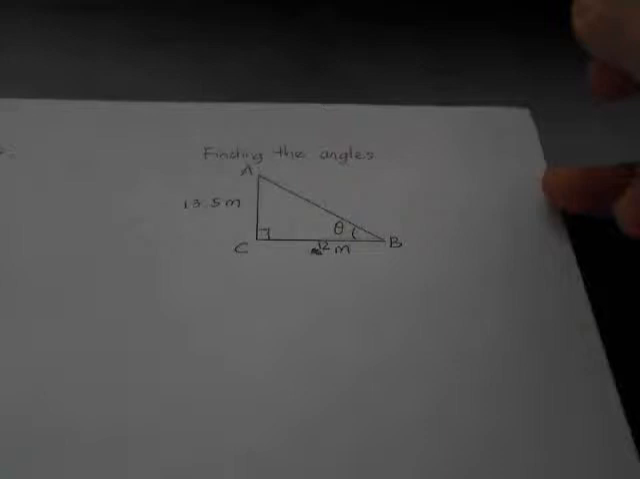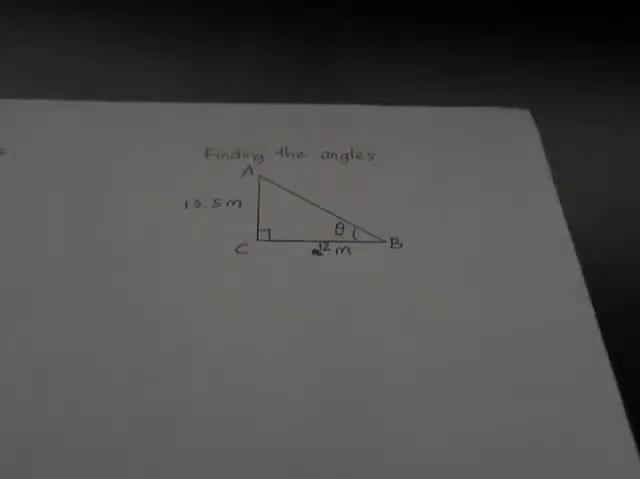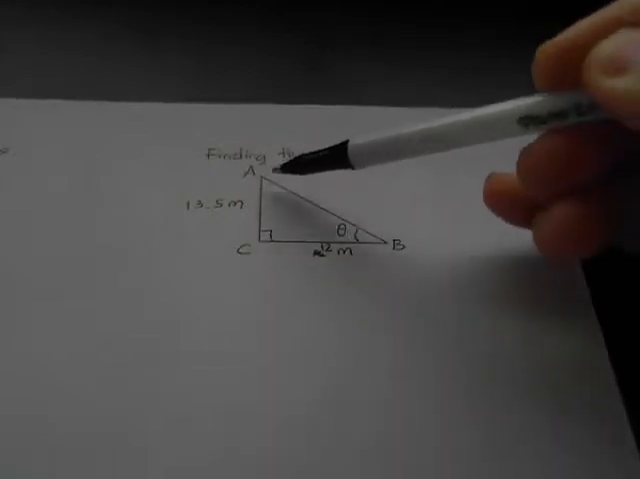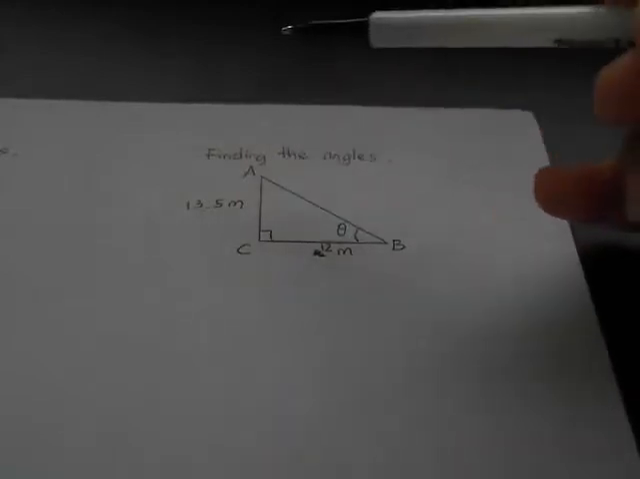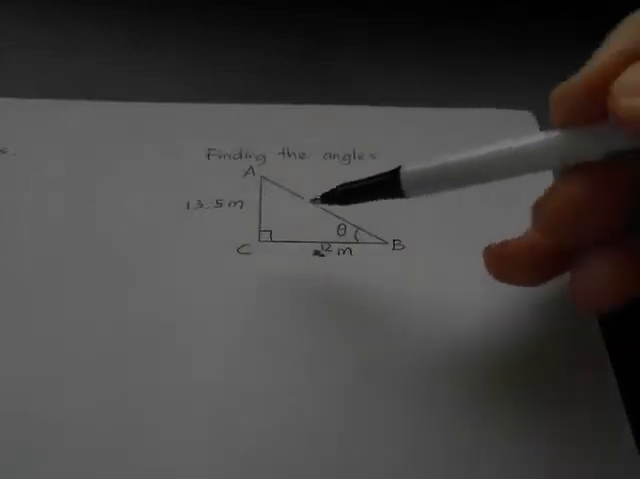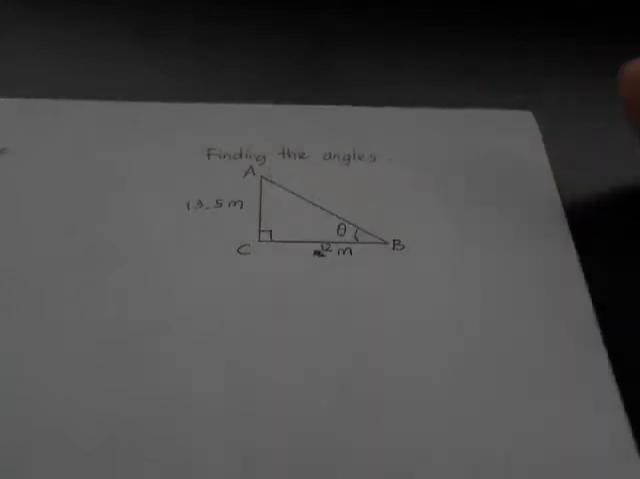We have previously found the side lengths for a right angle triangle, and now we need to find out the angles of a right angle triangle. So we'll be given a right angle triangle ABC this time. You have the length of 13.5 meters for AC, you have BC being 12 meters, and of course angle ABC being labeled as theta.